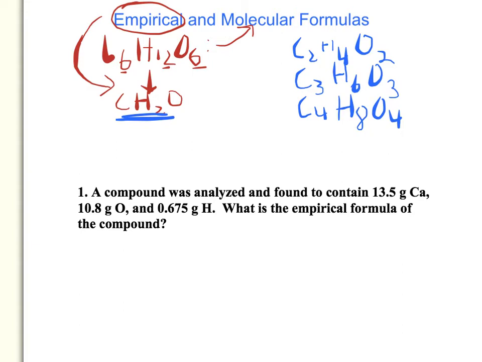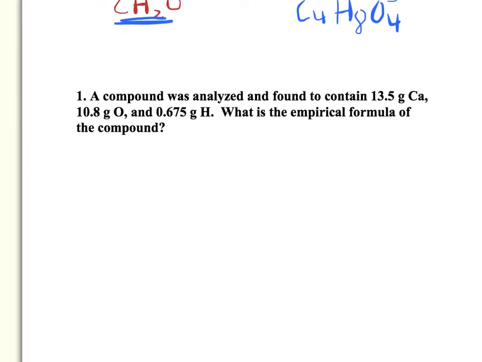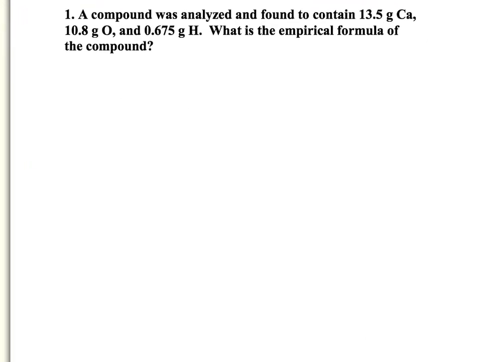So let's figure out how we can find the empirical formula in a problem. Problem number 1 asks: a compound was analyzed and found to contain 13.5 grams of calcium, 10.8 grams of oxygen, and 0.675 grams of hydrogen. And we want to know, what is the empirical formula? What's the simplest, most reduced formula of this compound?